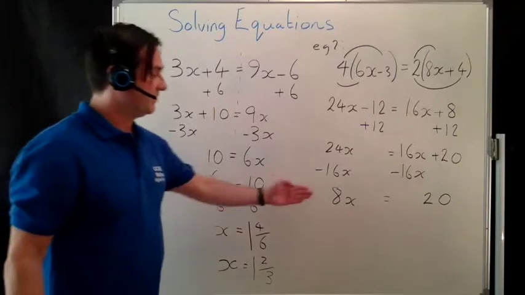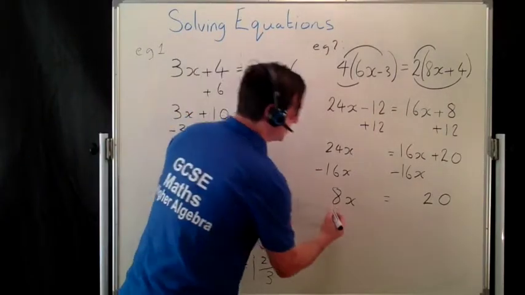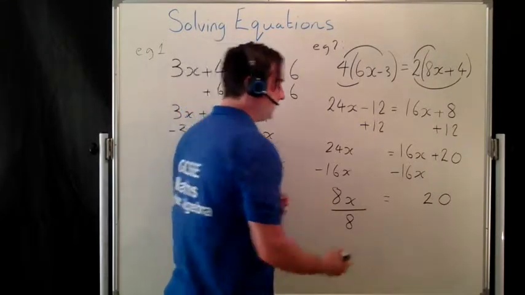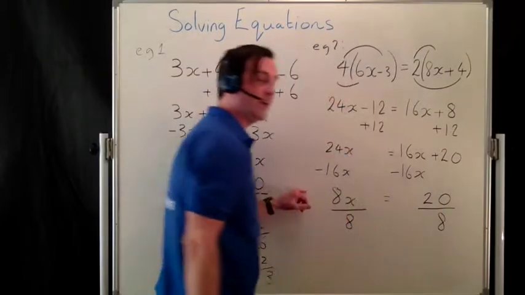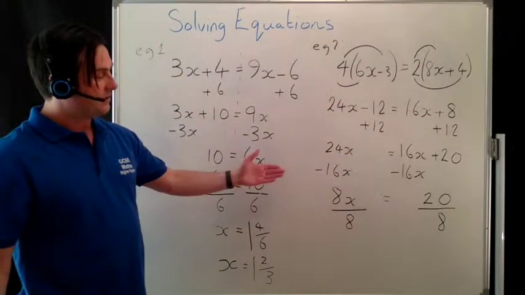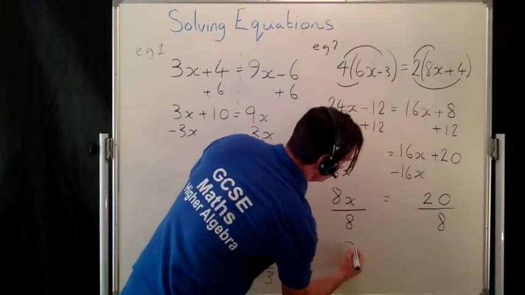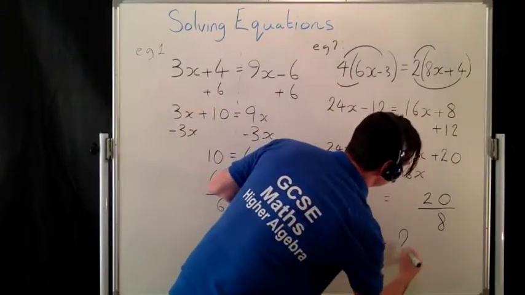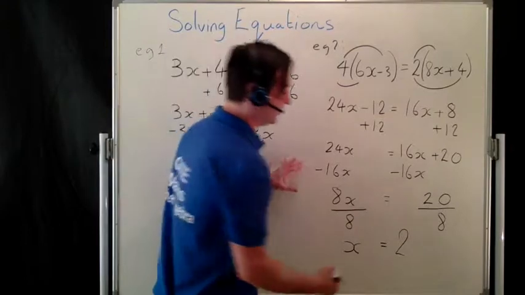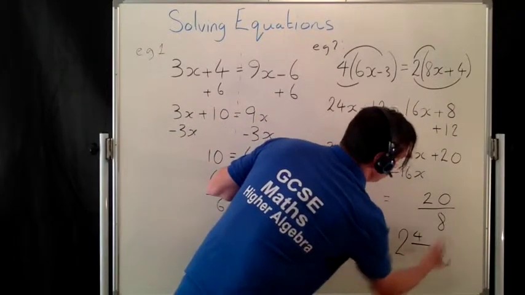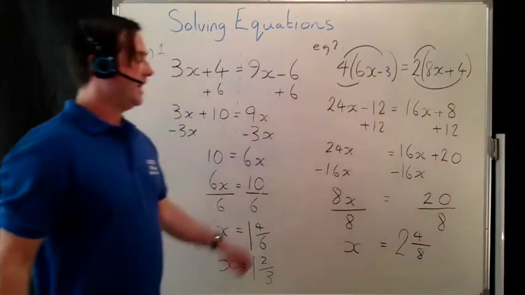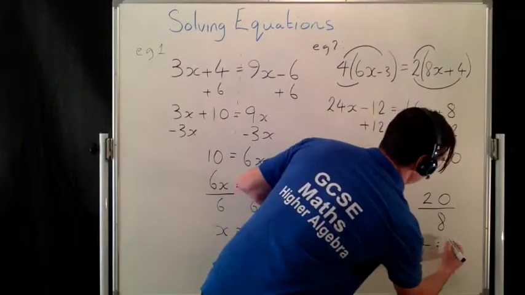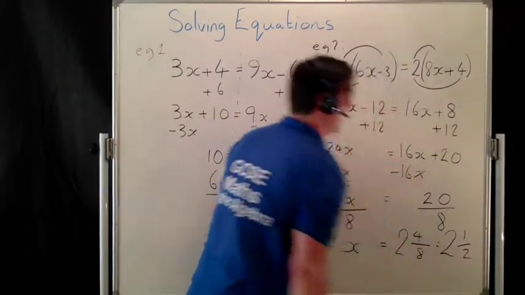I now have to get rid of the 8. It's 8 times x, so the opposite to multiply or times is divide. If I divide by 8 on the left hand side, I must also divide by 8 on the right hand side. 8x divided by 8 gives me 1x, and 20 divided by 8, well, 8 into 20 goes twice. 2 8s are 16, so there's 4 left over, and we write it over what we were dividing by. And you should realise that 2 and 4 eighths, well, 4 eighths is the same as a half, so our final answer becomes 2 and a half.